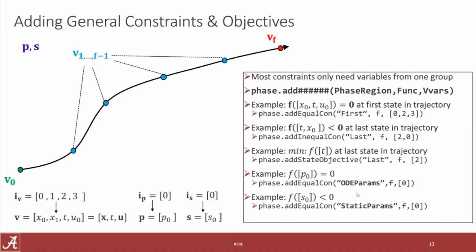There's additionally examples here of two different phase regions we haven't covered just yet: the phase region of your ODE params and the phase region of your static parameters. So you can append equality and inequality constraints to the parameters that you're using as well. So you can constrain those to match what's appropriate for your problem if you're using them.